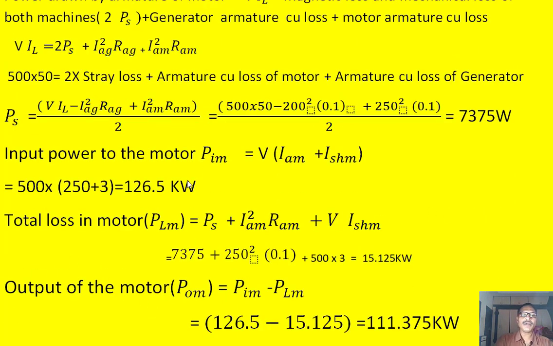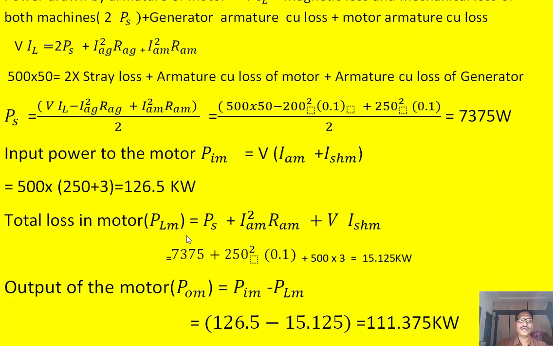Next, input power to the motor is represented by PIM. So the input voltage to the motor is capital V into the total current of the motor, which means we have to take the armature current of the motor plus the field current of the motor, that is IAM plus ISHM. Once we substitute these values, that is 500 into 250 plus 3, we get 126.5 kilowatts. This is the input power supplied to the motor.